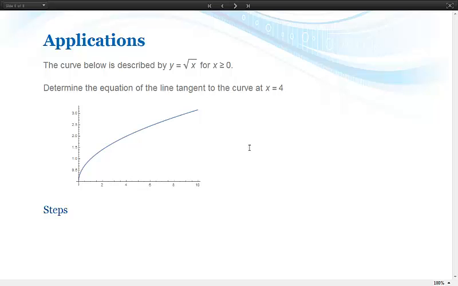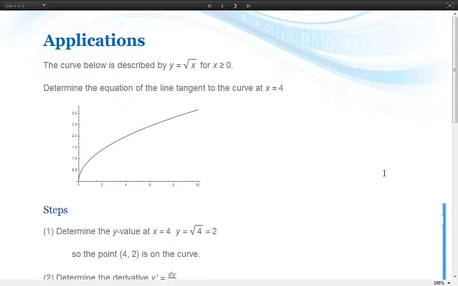If you think you can do this, you can pause the video here, and then we'll go over the steps. If you want to see the steps, just continue the video. So here we continue. How do we do this? Well, with several steps. First thing we want to do is determine the y value that goes with x equals 4. That's easy. Just plug 4 into the function.